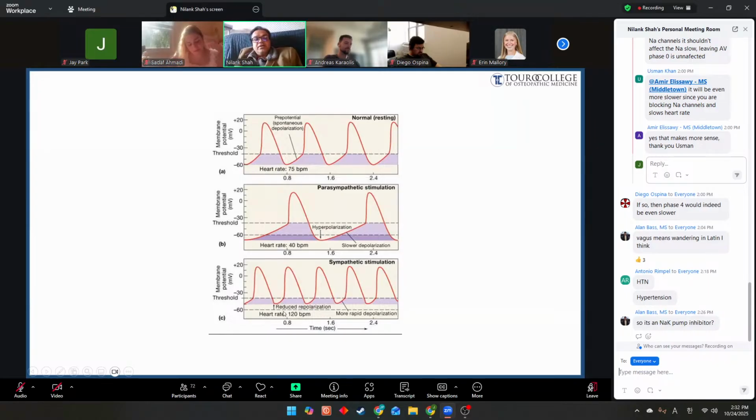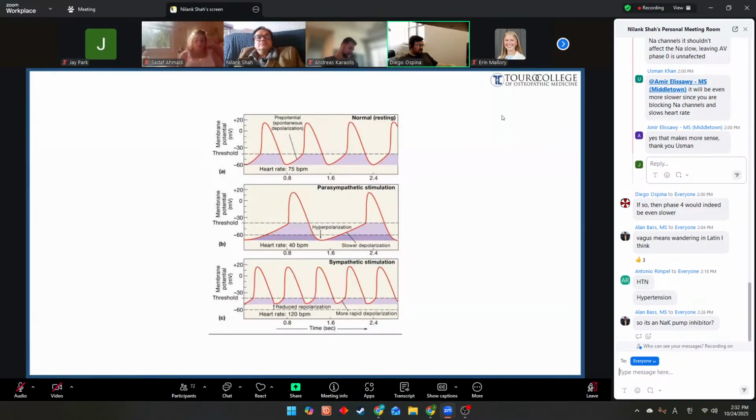But can anybody tell me, what is this? What is this heart rate? Tachycardia, bradycardia, or is this normal heart rate? This is at rest. So what is this heart rate and what is this heart rate? Why is the heart rate increased here? The middle is brady and the bottom is tachy. Why is the bottom tachy?